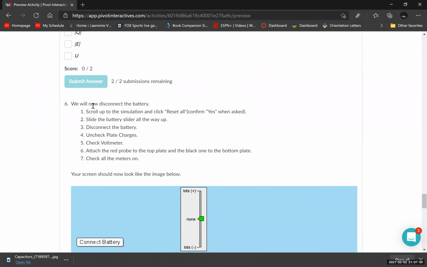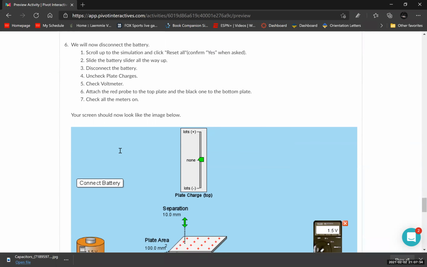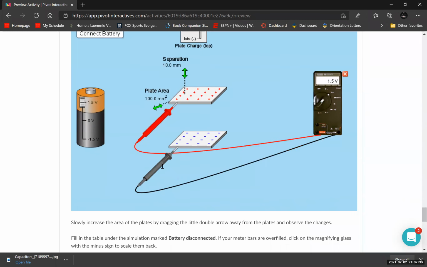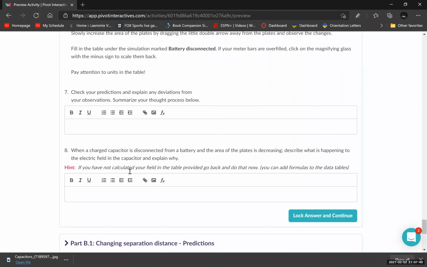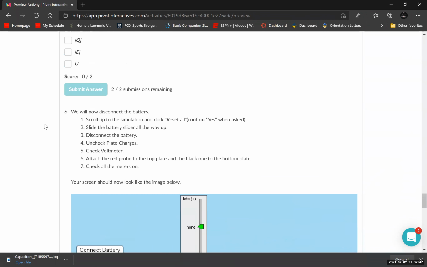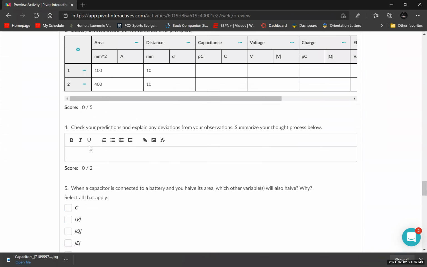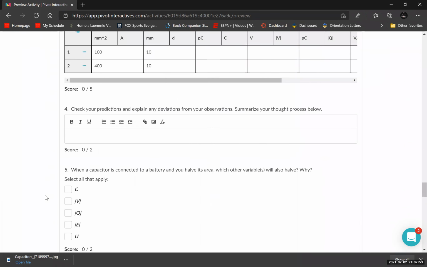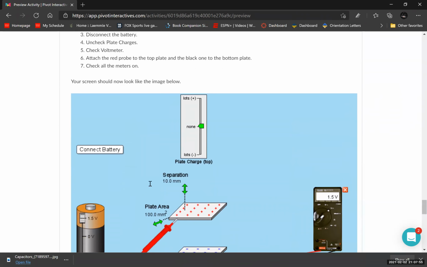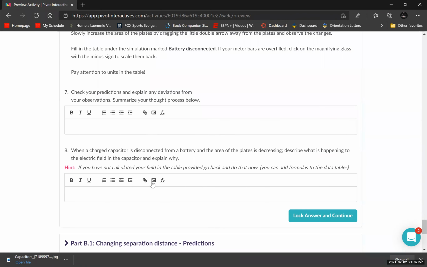And then here it says, well, we will disconnect the battery. That means this is for that second table. So then you disconnect, and then make some measurements, and then here answer some of these questions in terms of, let's say, what happened, okay, when you disconnect it. So the above questions, for example, right? So this is 5 and 4. This is for the first table, battery connected, and then here you then disconnect and then answer the next two questions based on what you observe.